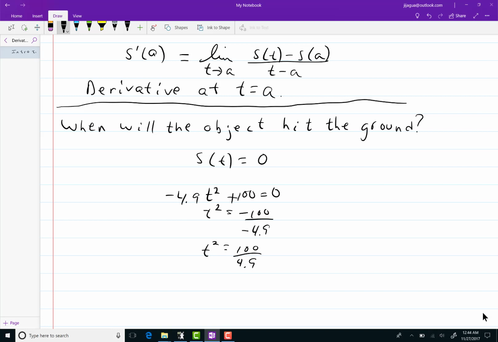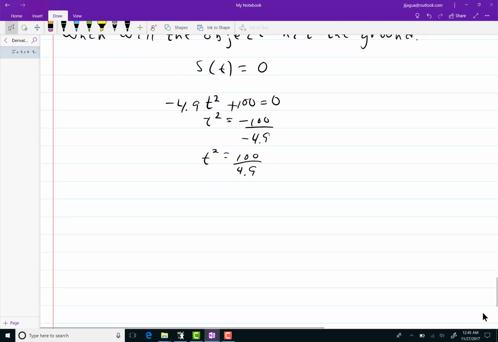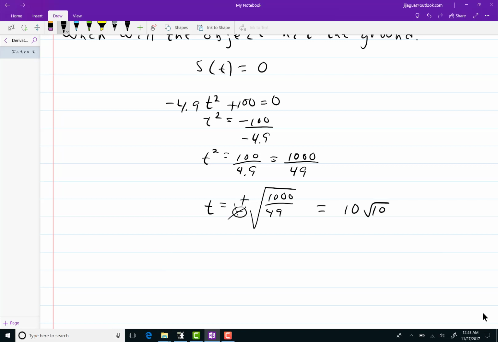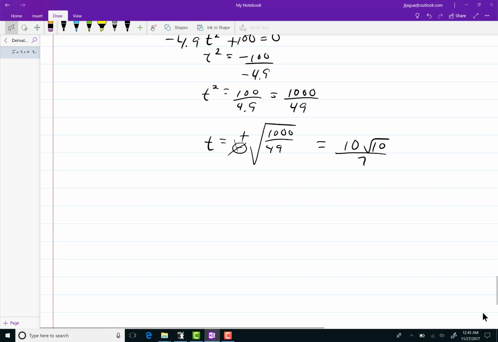It depends on how much you want to get in decimals or something like that, but I'll stick to doing it algebraically if you don't mind. You can rewrite this as 1,000 over 49. So then t would equal plus and minus the square root of 1,000 over 49. The negative is absolutely unnecessary because that would be going back in time, so I'll throw it out. The square root of 1,000 is 10 radical 10, and the square root of 49 is 7. That's when it hits the ground.